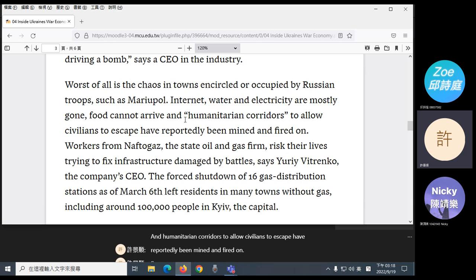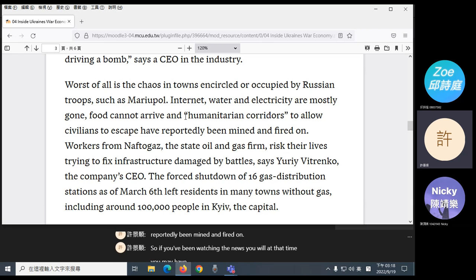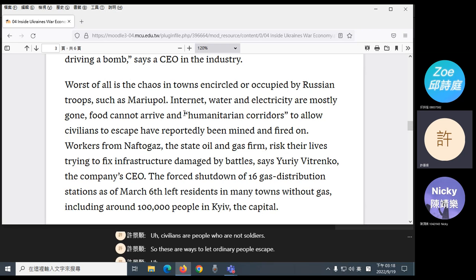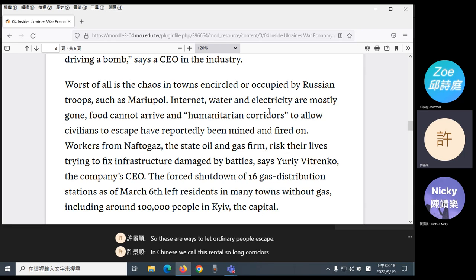So if you've been watching the news, you may have heard at that time about this thing, humanitarian corridors. These are ways to let ordinary people, civilians, who are people who are not soldiers, escape. In Chinese, we call this 人道走廊. Corridor is a hallway, 走廊. But these places, apparently, according to reports, have been mined and fired on. To be fired on means somebody is shooting at you. Mines are bombs underground. 地雷 in Chinese. So there's supposed to be ways to allow people to escape, but apparently that's not true.